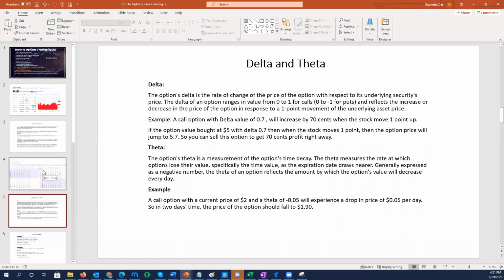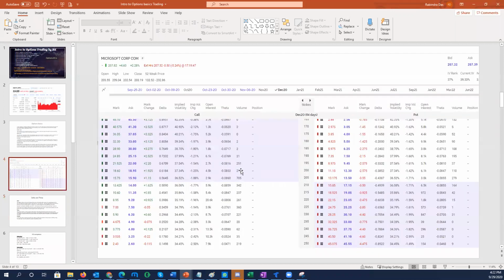In the previous example, it reflects the increase or decrease in the price of the option in response to a 1 point movement of the underlying asset price. For example, a call option with a delta of 0.7 will increase by 70 cents when the stock moves 1 point. Is that clear? If Microsoft moves 1 point and you bought an option with a delta of 70, your option is supposed to move. Let me show you here.